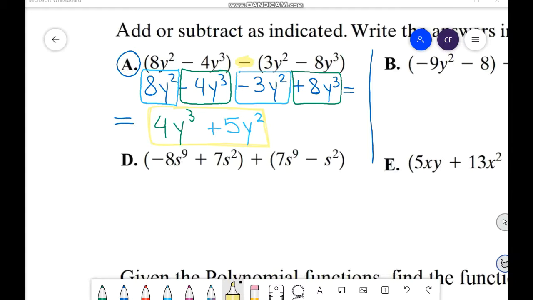Option 1, Maddie. The bell work is going to be option 1. Bell work, option 1. Thank you, Maddie.